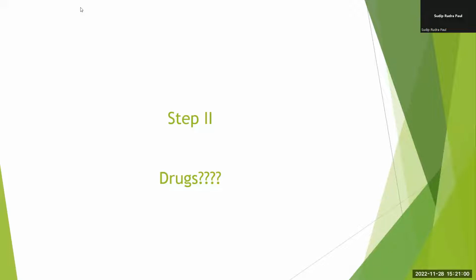Not morphine, not morphine. Step 2 is the weak opioid. Step 3 is a strong opioid, and morphine comes under strong opioid. So morphine will come in step 3, which we will discuss next class. Now step 2, weak opioids: dihydrocodeine, codeine, tramadol, tapentadol. These 4-5 drugs are there in step 2. Thank you so much.